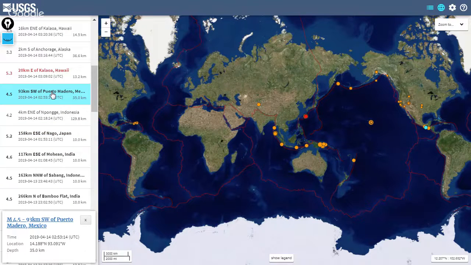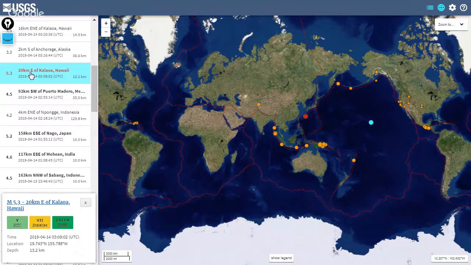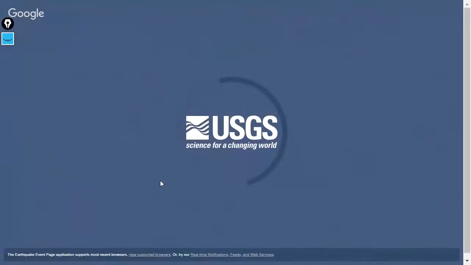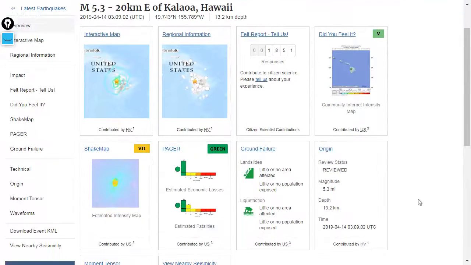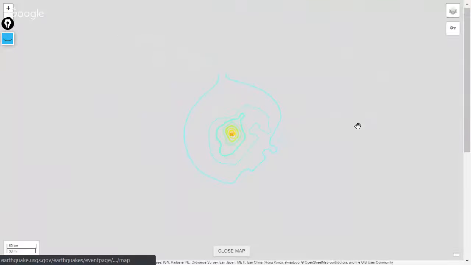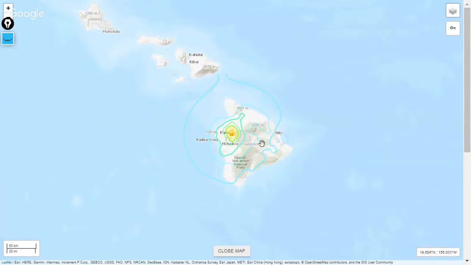4.5 at Mexico. And the largest quake in a considerable period of time at Kala'awa, Hawaii. I think I pronounced it right. Anyway, here is the location. And we are on the Big Island. Nowhere near Kilauea, folks. Nowhere near Kilauea.